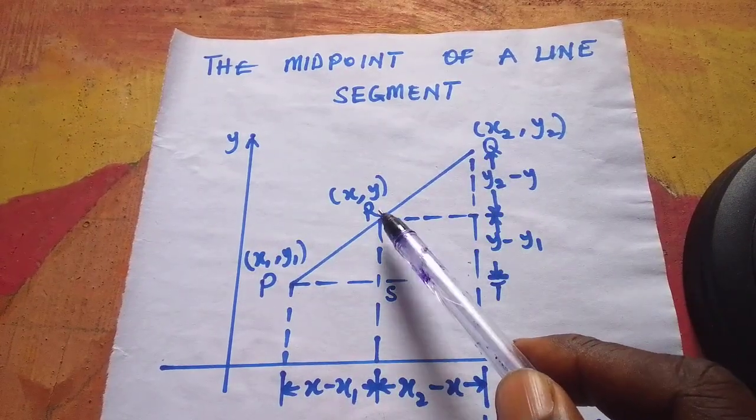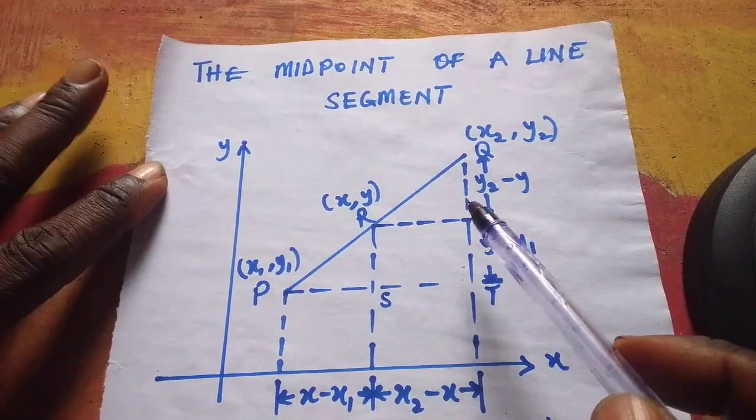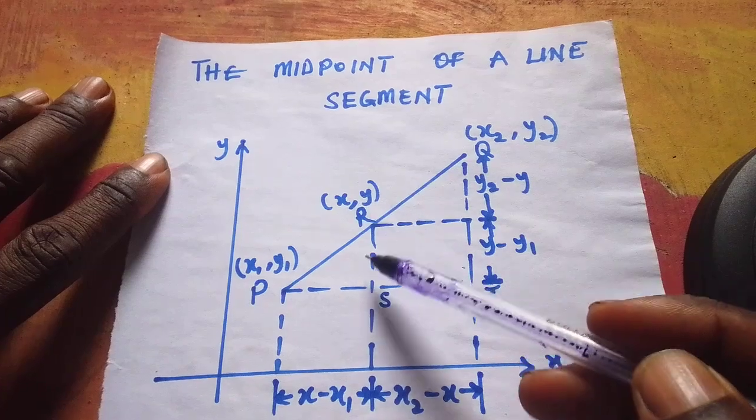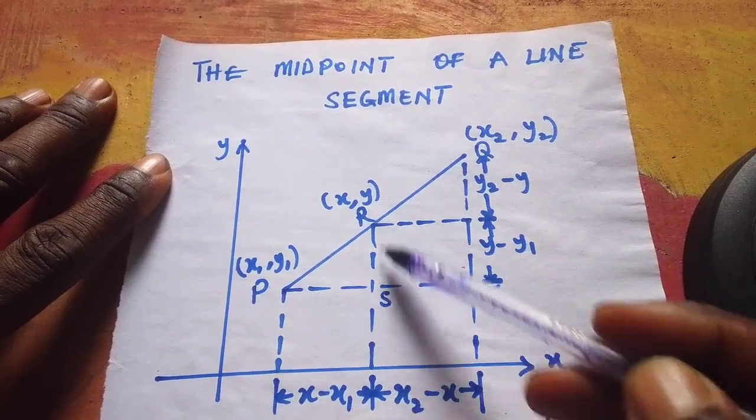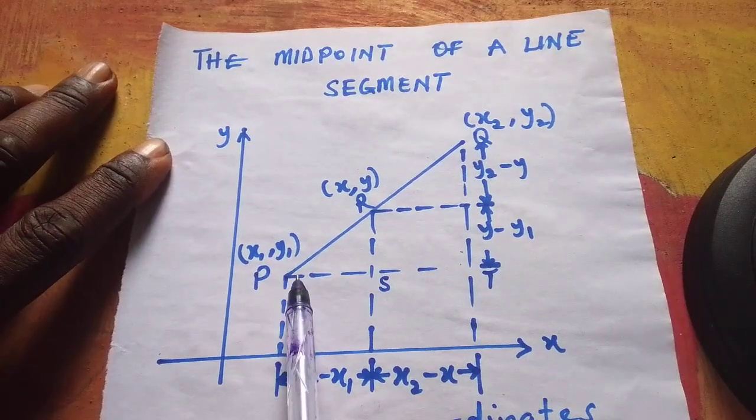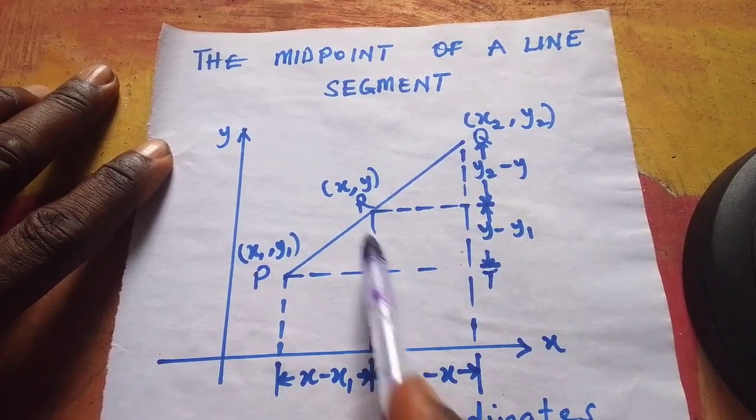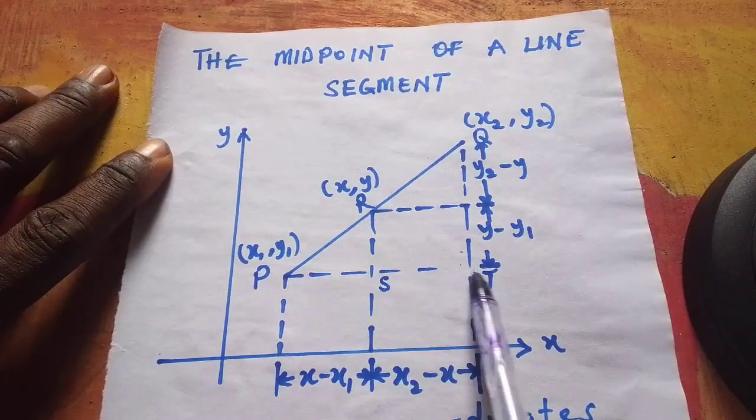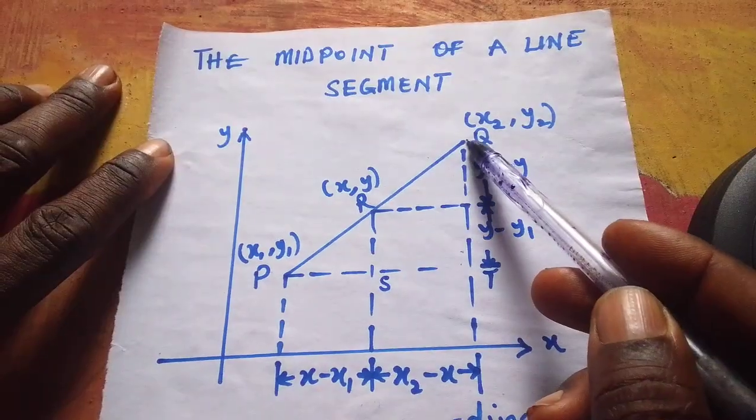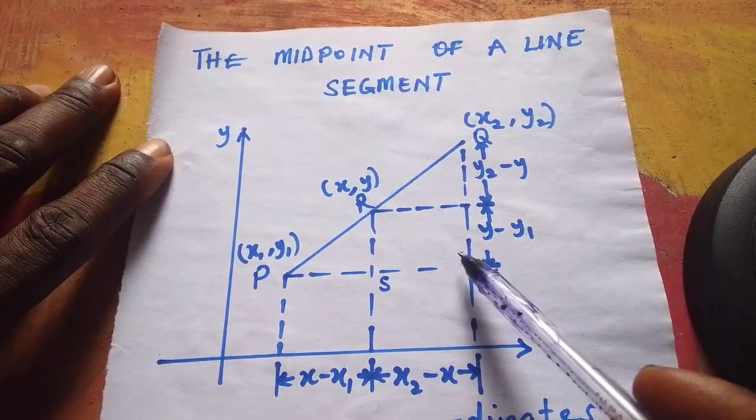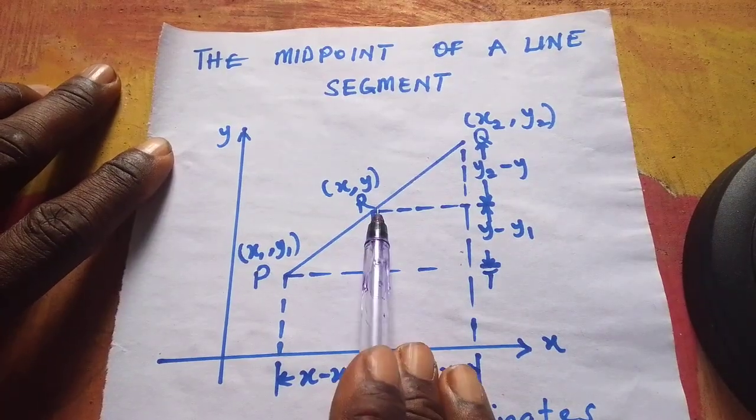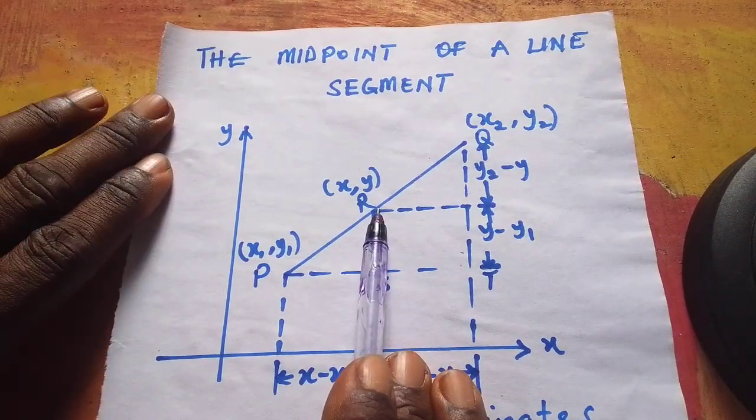This is R. So R also will have its own coordinates. The coordinate of R is what? We have it in x and y. This x will be half of the distance from this point to this point, and it also has a y coordinate, which will be half of the distance on the vertical axis from here to this place. So how can we look for the coordinate of R?